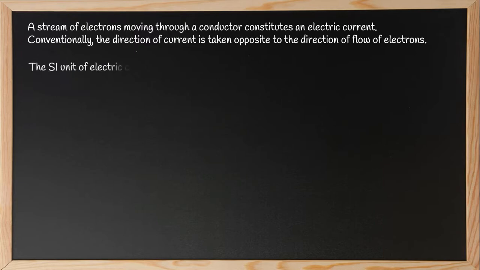The SI unit of electric current is ampere. We know every quantity is measured and every quantity has a particular unit. For example, milk is measured in liters. Distance is measured in kilometers and meters. Like the same, this quantity called electric current is measured in amperes. So ampere is the standard unit of electric current.